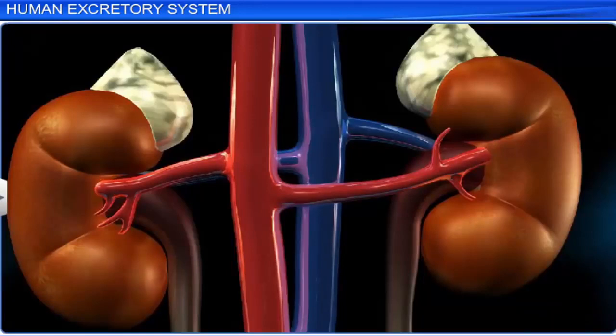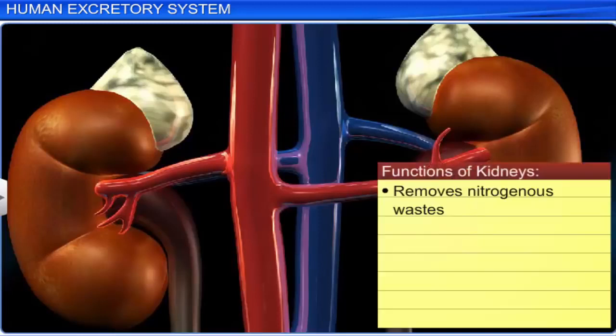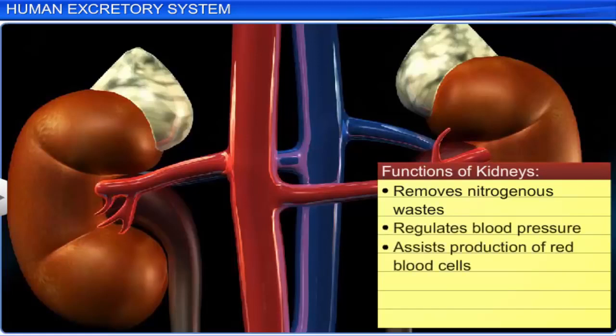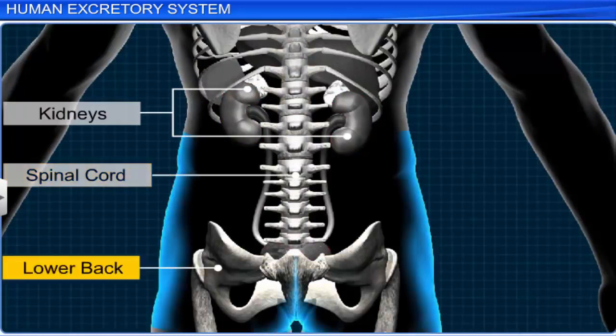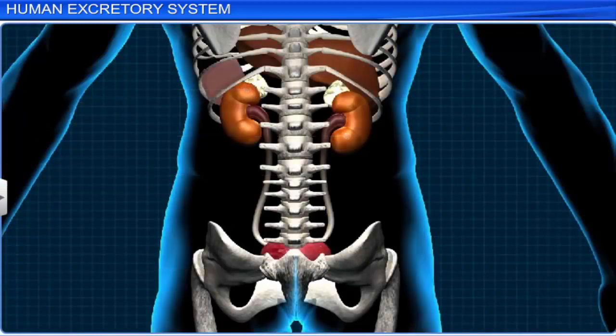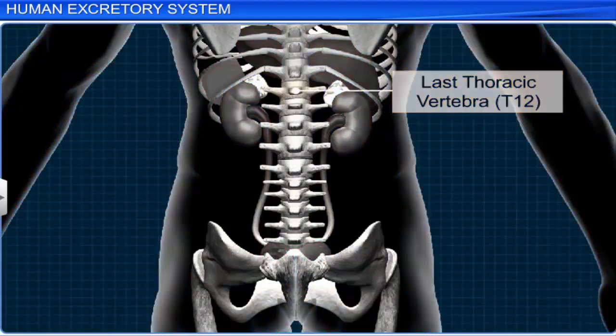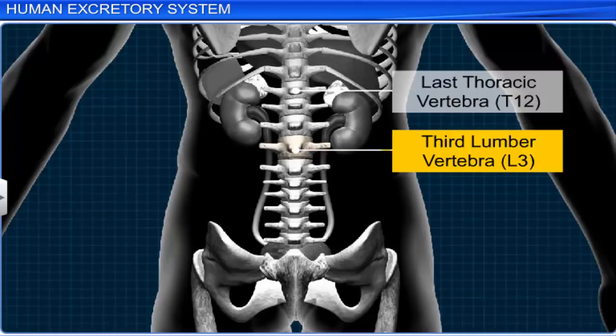Of these, the kidneys play a very vital role. They filter blood by removing nitrogenous wastes, regulate blood pressure, and assist in the production of red blood cells. The kidneys are compact, bean-shaped organs on either side of the spinal cord in the lower back. More precisely, they are situated between the last thoracic and third lumbar vertebrae in close proximity to the dorsal inner wall of the abdominal cavity.